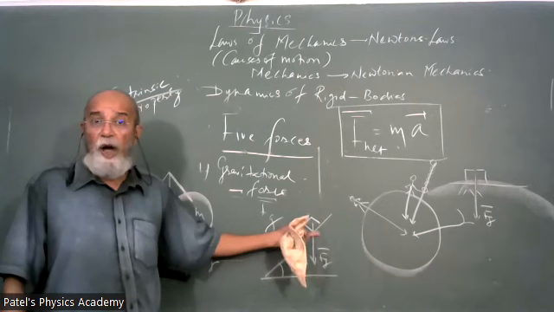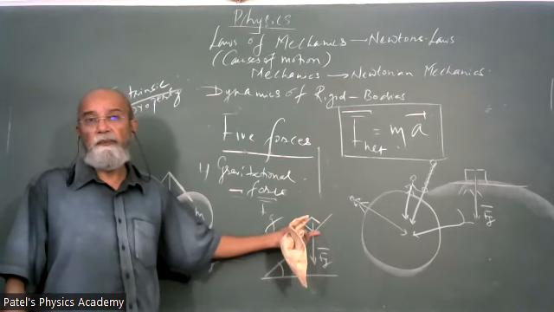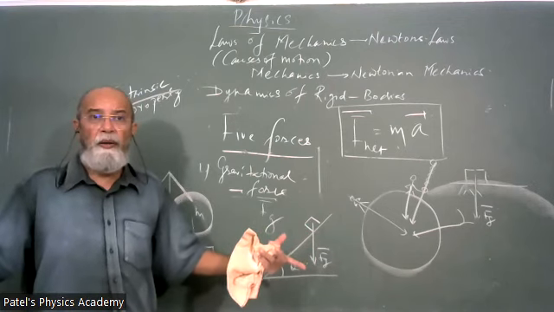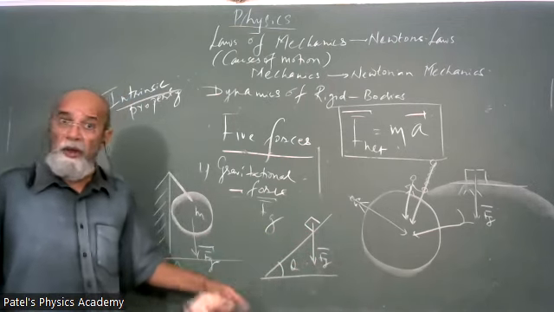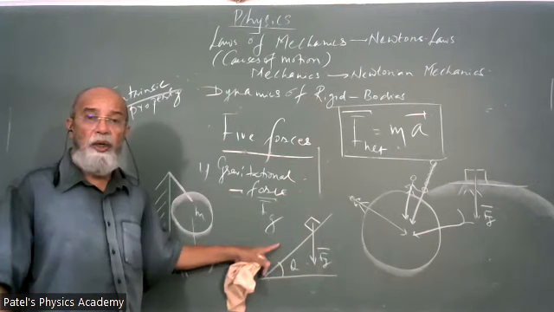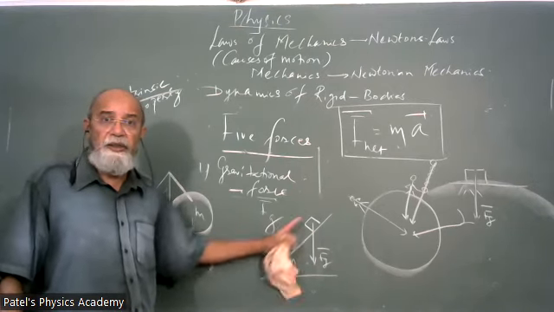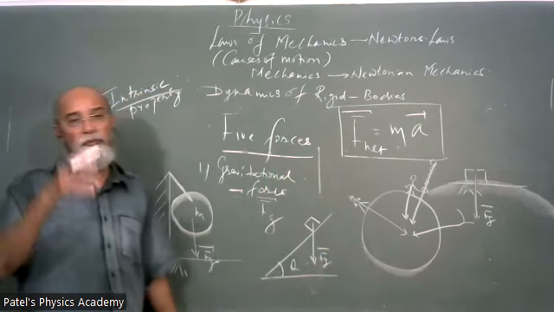And when I kept the object here, I found it was moving. It was moving in this direction. There were no, let us say, any other forces, and it was moving in this direction. Why wasn't it moving this way?